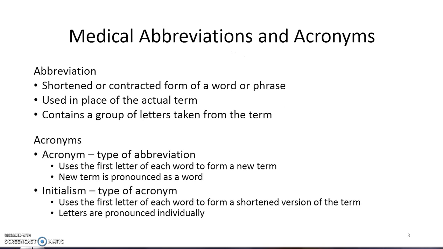An abbreviation is a shortened or contracted form of a medical term or phrase that is used in place of the actual term. An abbreviation uses a group of letters taken from the term. For example, GLUC is the abbreviation for glucose, and CAF is the abbreviation for catheter.